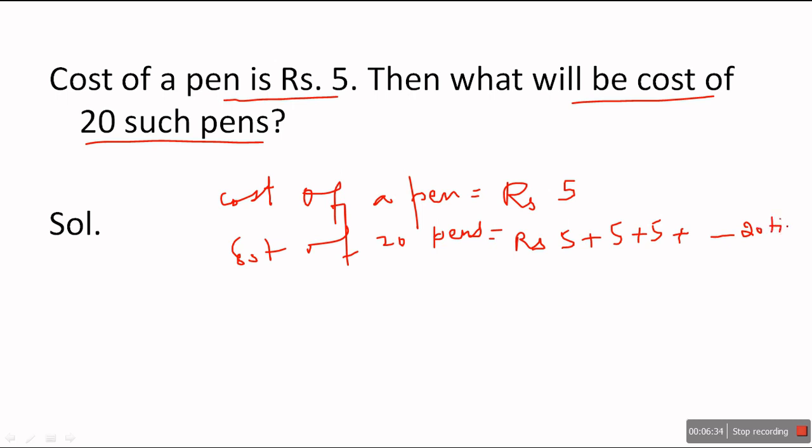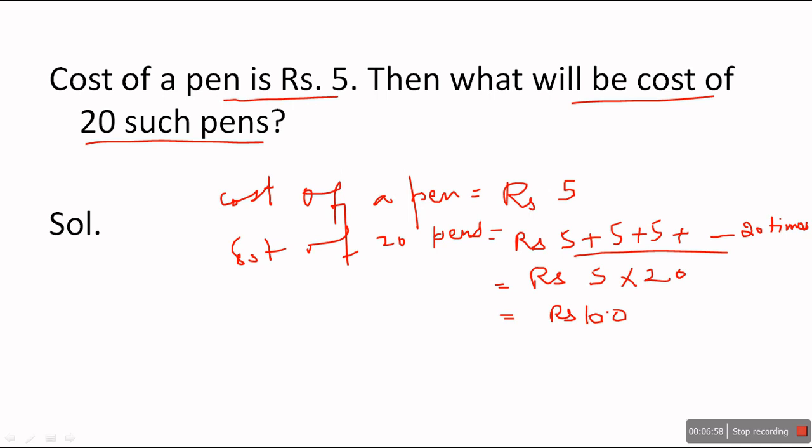Okay, 5 is added up to 20 times. So how can I write it like this? I know that repeated addition is multiplication, so 5 into 20, that is rupees 100.